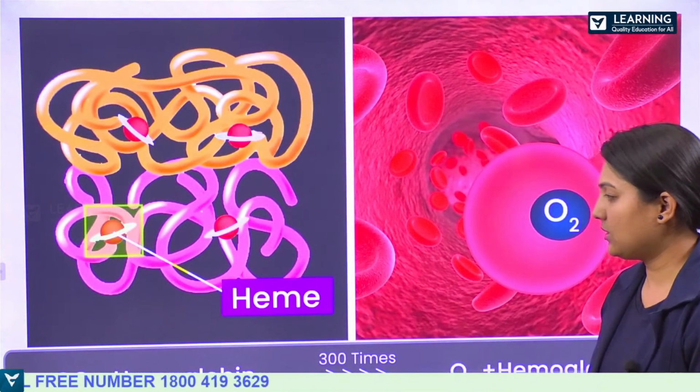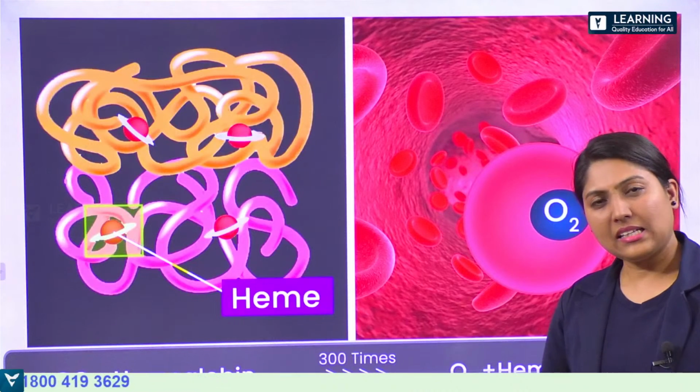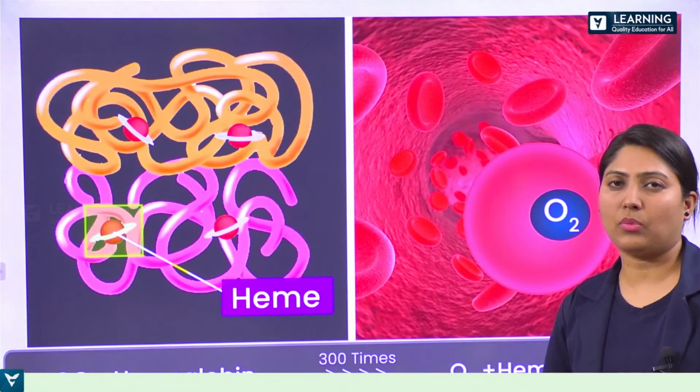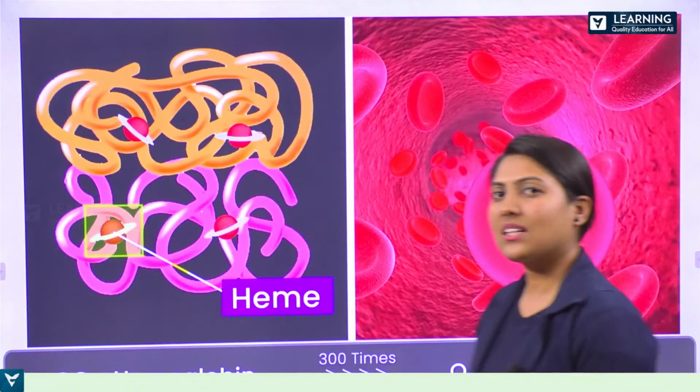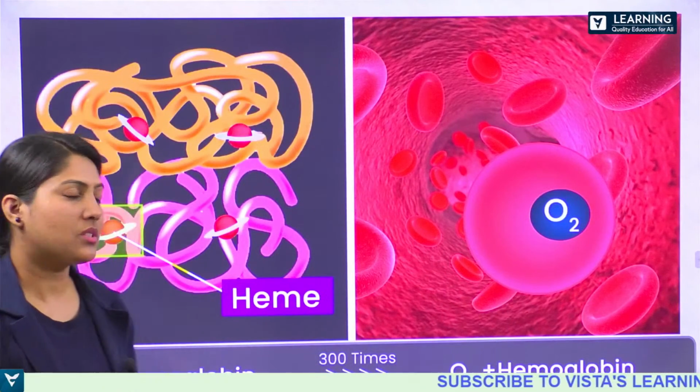Here, this is important, students. We know, is carbon monoxide poisonous or not? We generally say yes, carbon monoxide is poisonous. How do we say it is poisonous?